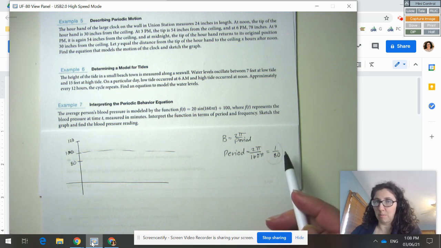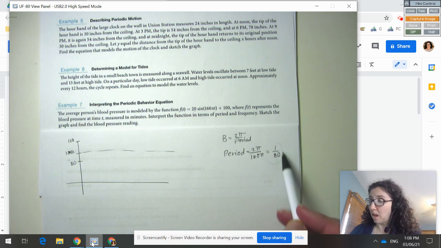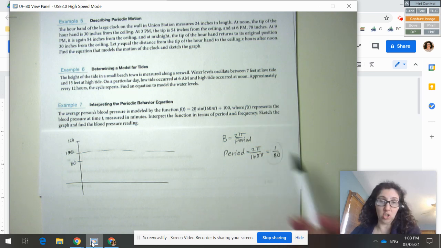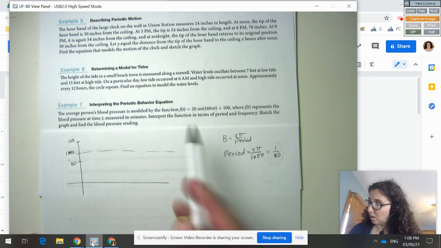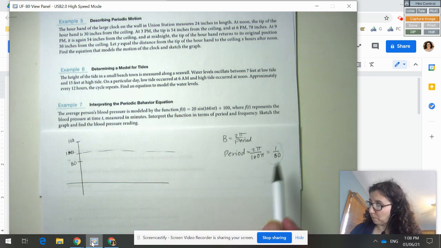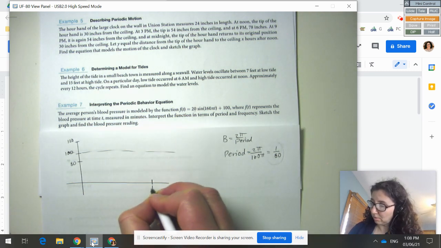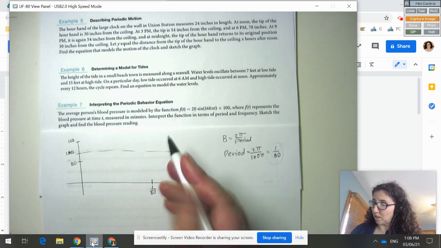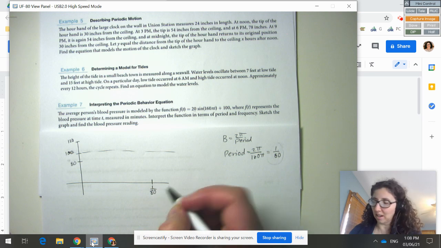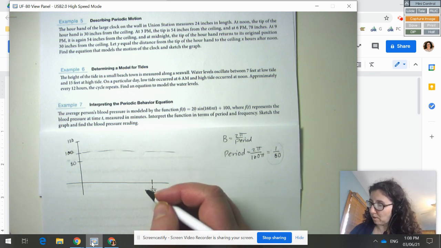And I bet there are ways to interpret that. If you were in a biology class, you'd know what it was, but I don't know. But here's how it changes. Here's how often it changes for this one person. Okay, so the period is in minutes, 1 over 80 minutes. So a little bit less than a second is the whole cycle.